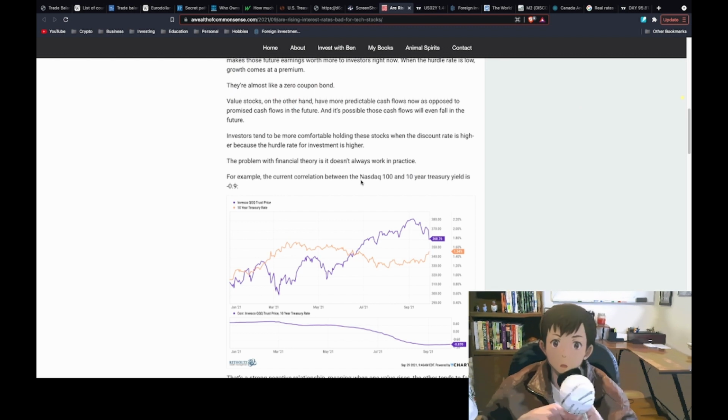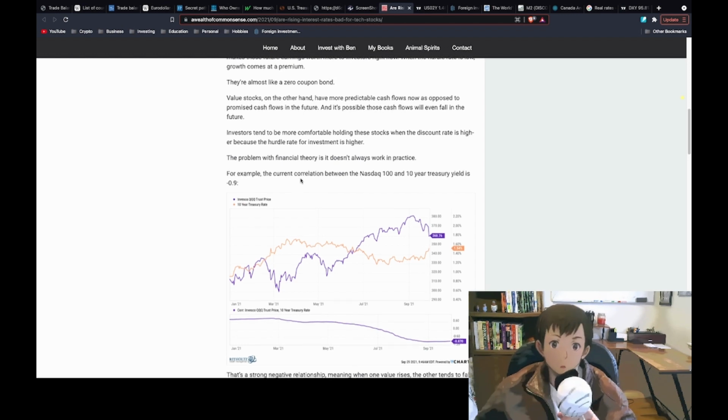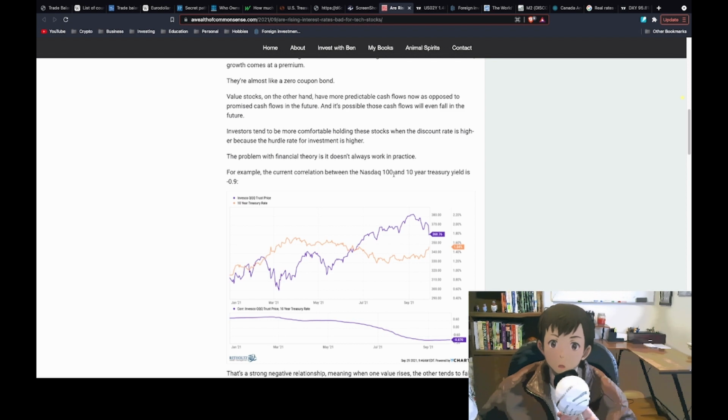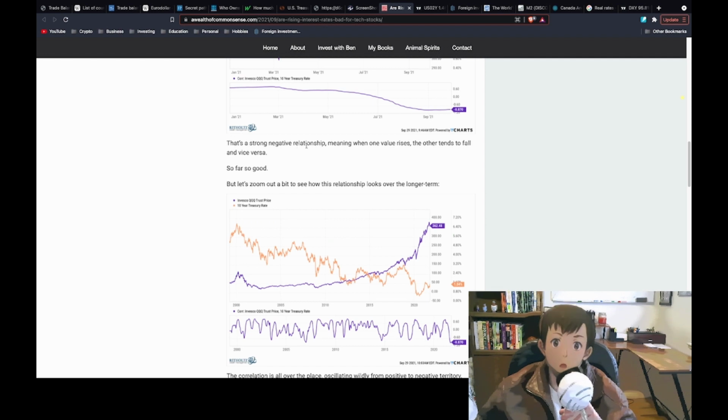Value stocks, on the other hand, have more predictable cash flows now as opposed to promised cash flows in the future. And it's possible those cash flows will even fall in the future. Investors tend to be more comfortable holding these stocks when the discount rate is higher because the hurdle rate for investment is higher. The problem with financial theory is it doesn't always work in practice. For example, the current correlation between the NASDAQ 100 and 10-year treasury yield is negative 0.9. That is a strong negative relationship, meaning when one value rises, the other tends to fall and vice versa.